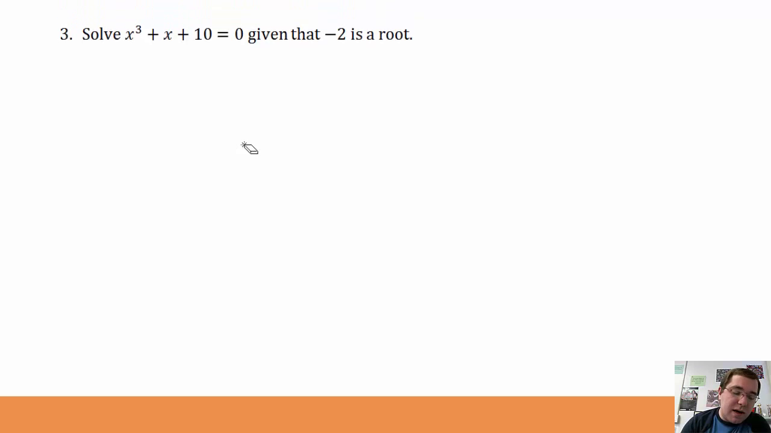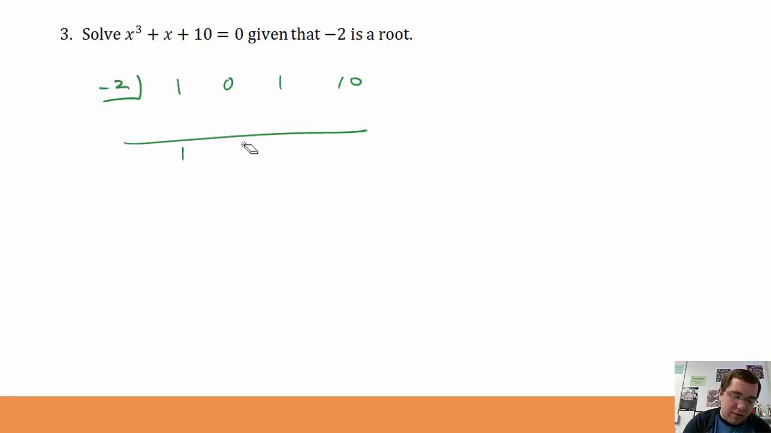Number 3. Solve x cubed plus x plus 10 equals 0 given that negative 2 is a root. Okay? If I know negative 2 is a root, then that means x minus negative 2, x plus 2, is a factor. So if I divide by negative 2, I'll have a smaller polynomial, that quotient, that is also a factor. So if I take my coefficients, 1, I'll put a 0 to hold my place for x squared, and 1, and then 10.